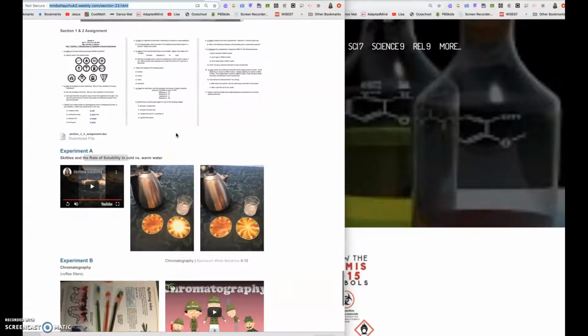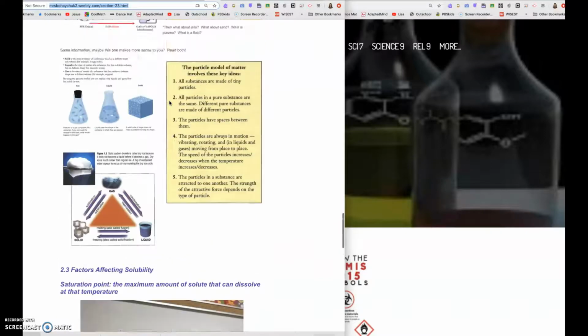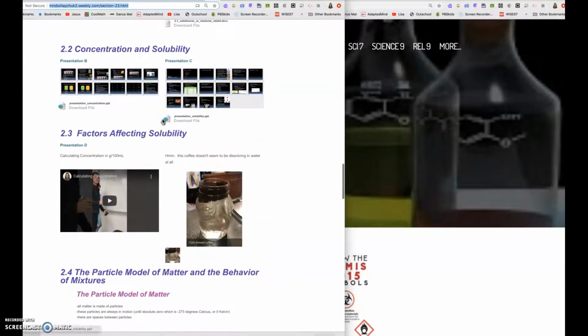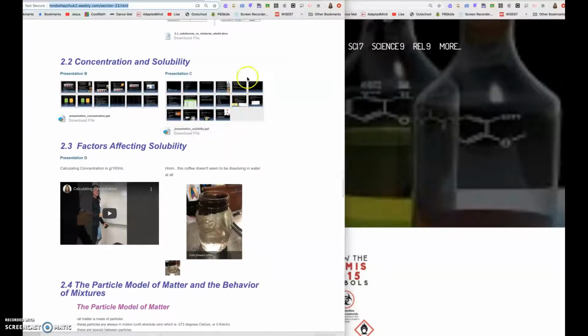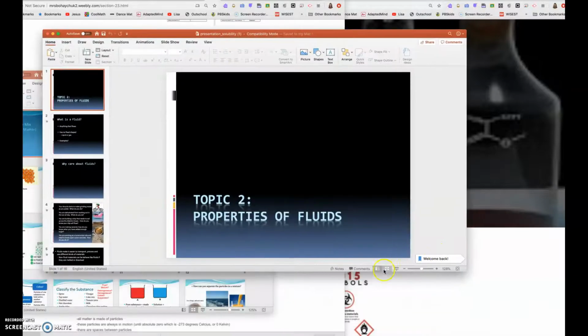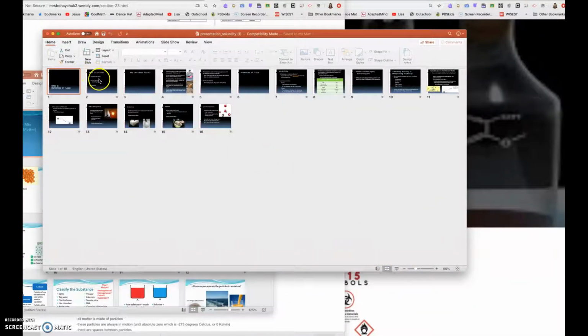And then we spent some time briefly going over the particle model of matter, which was a grade 7 concept. And then we did presentation C. So we looked at this PowerPoint right here about solubility, where we went over what a fluid was.